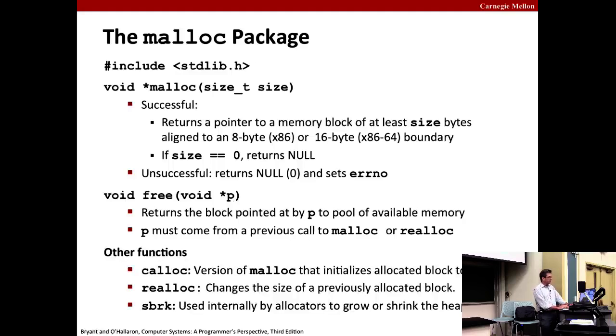Now there are some other functions. calloc is a version of malloc that gives you an initialized block of memory, initialized to 0. And with realloc, you can malloc a block and then call realloc to change the size of that previously allocated block. And then there's a function called sbrk, which is used internally by allocators to grow and shrink the heap. So when an allocator needs more memory, it calls sbrk to get that additional virtual memory, and that's added to the heap, and then it adds it to the memory that the allocator is manipulating.